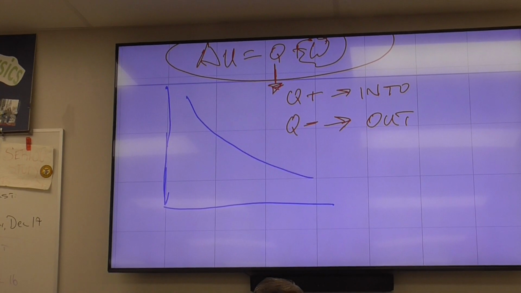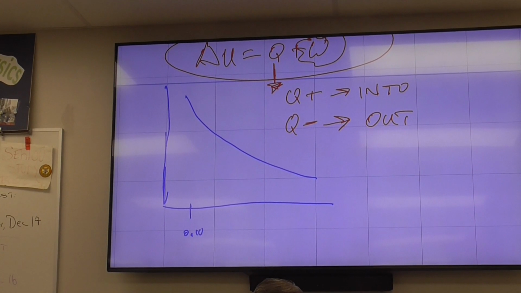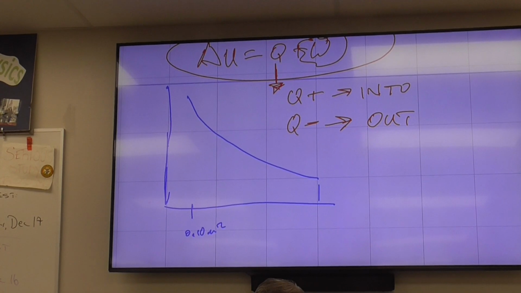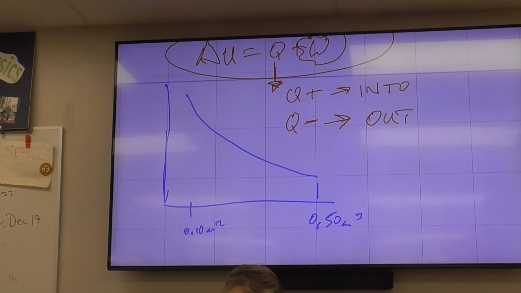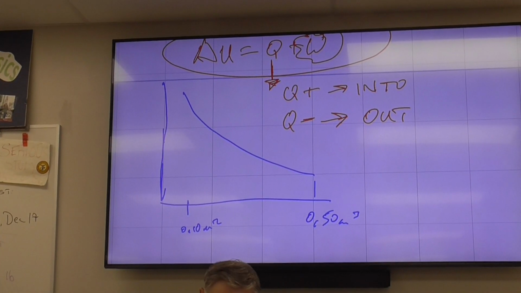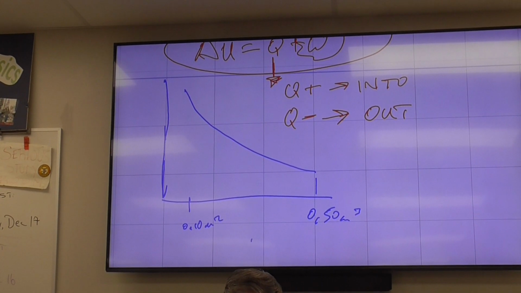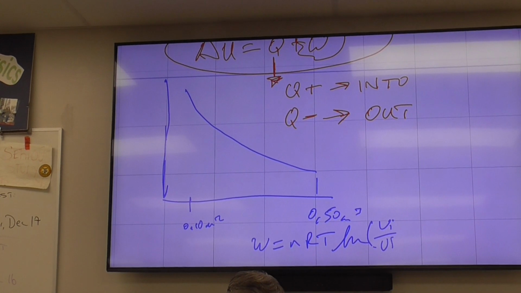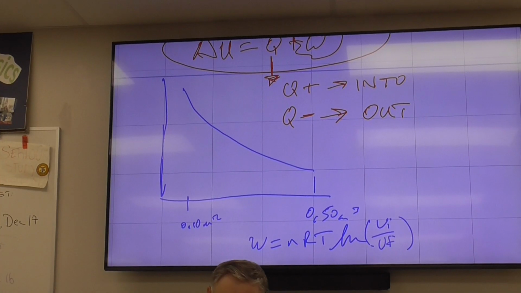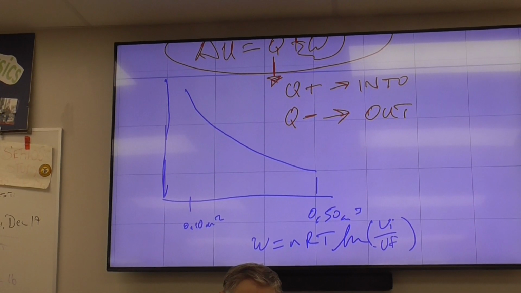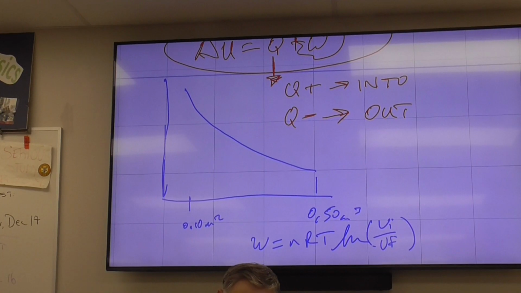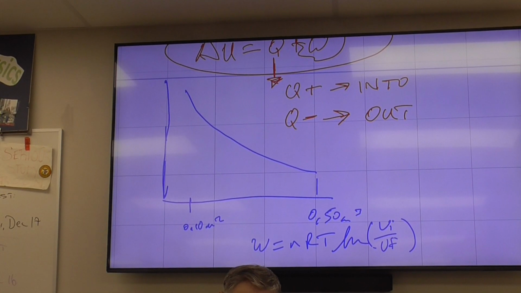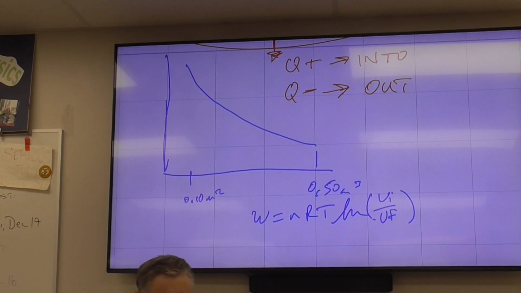We've got this action here. We've got 0.1 cubic meters. We went out here to 0.5. So on that sheet of lecture notes on isothermal, I've given you this equation. It's work equals nRT, and then the natural log of volume initial over volume final. It's on the back side of the lecture notes. It's natural log, VI over VF.